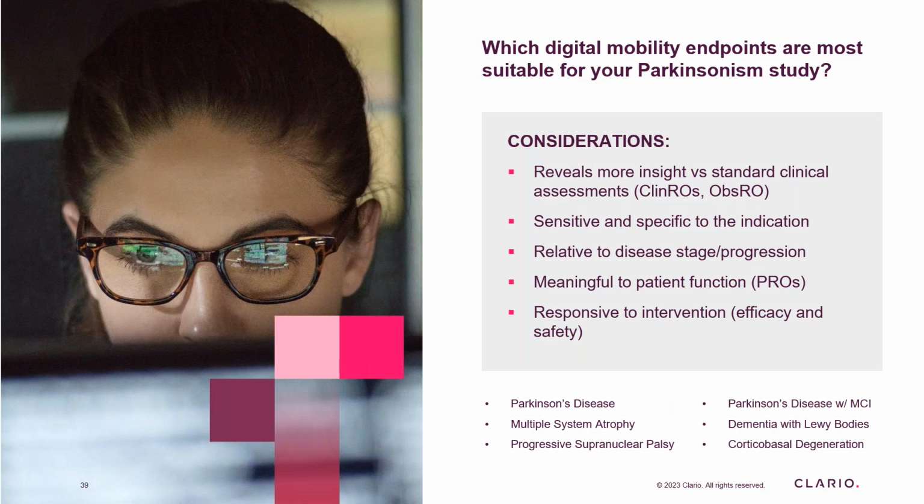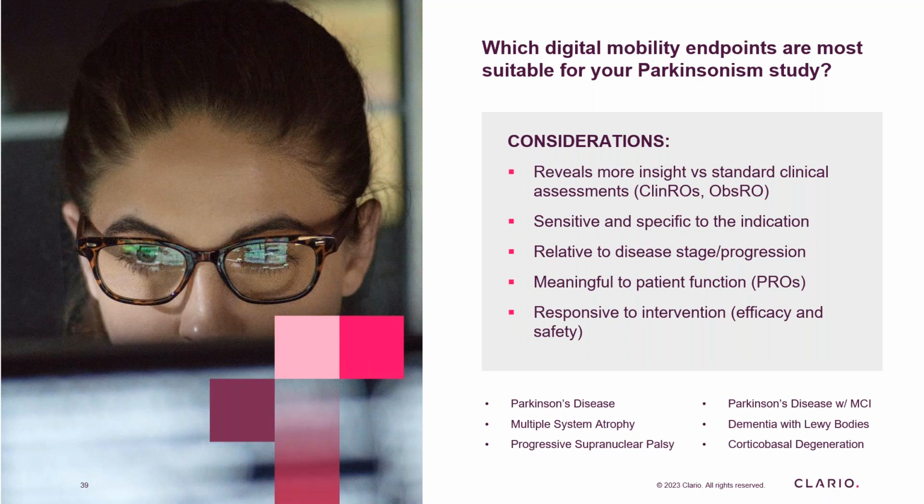Okay, so how do we determine which digital mobility endpoints are most suitable for your particular Parkinsonism study, right? So Chris highlighted some of the FDA guidance documents that are very useful in considering what you should look at to assess this. So we've incorporated that with our approach here. First of all, you're going to want to assess digital health tools to make sure they're verified and valid in the indication of interest. We want them to reveal more insight, right, versus standard clinical outcome assessments. Otherwise, what's the point in adding them, right? But we do see a lot of value here.